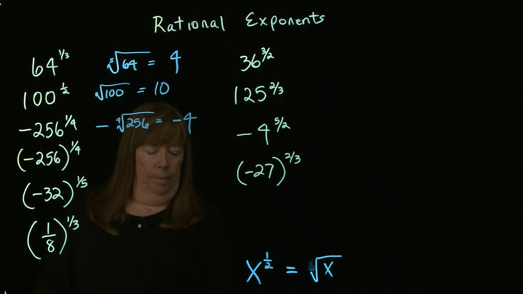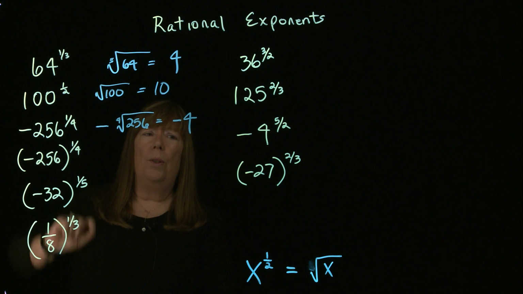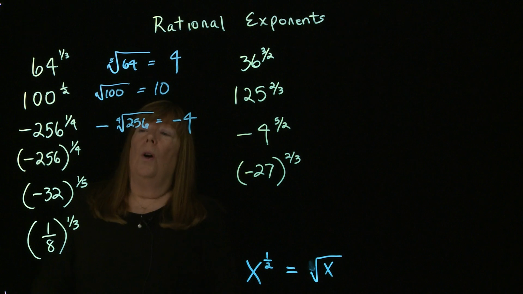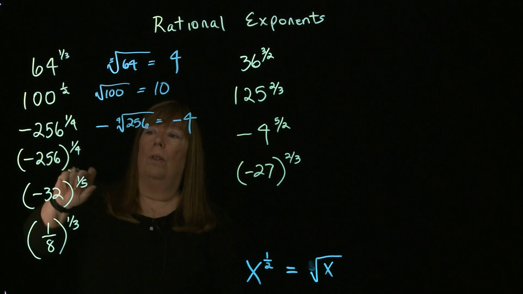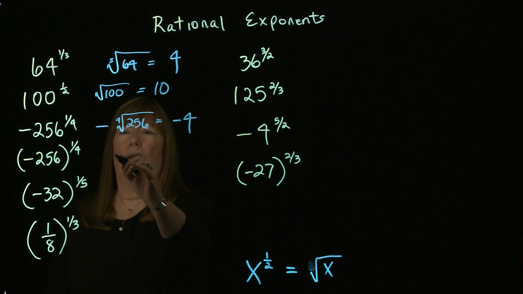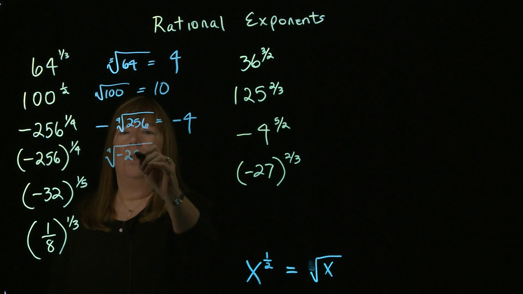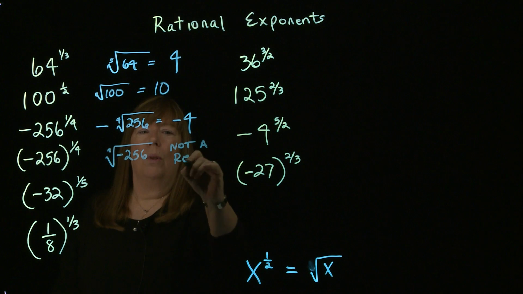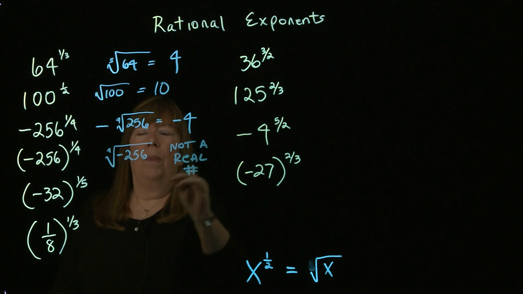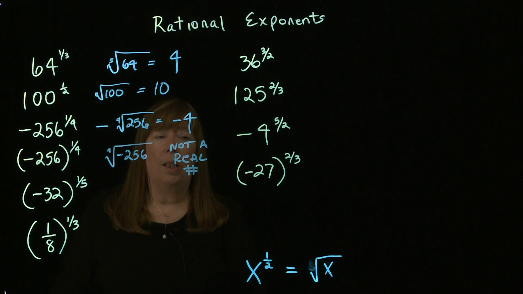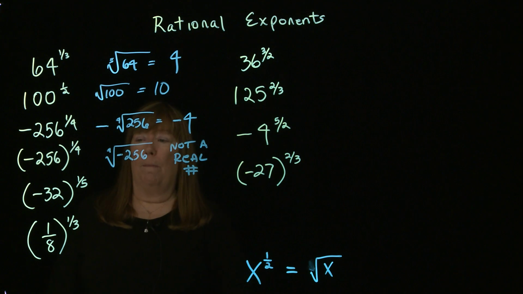Okay, what about this one? Now we do have parentheses that are keeping that negative sign to be part of the number. You can't take a root of a negative number if the root is even. So here's what we're looking at here. We're looking at the 4th root of negative 256. This is not a real number. If that had been a 3 or a 5 or some other odd number, we would have been able to do it. But because it's an even number, we can't do it.